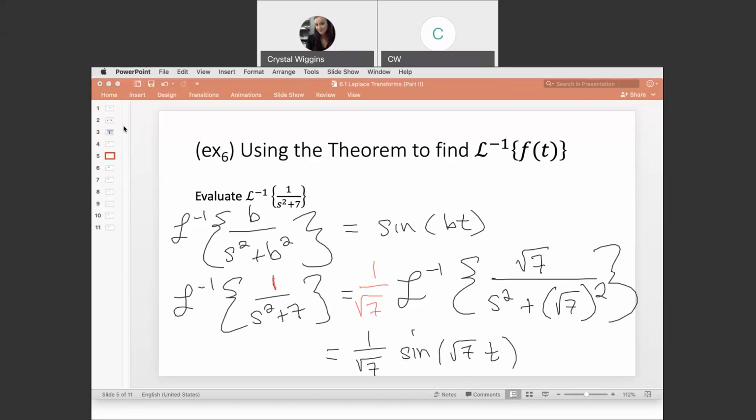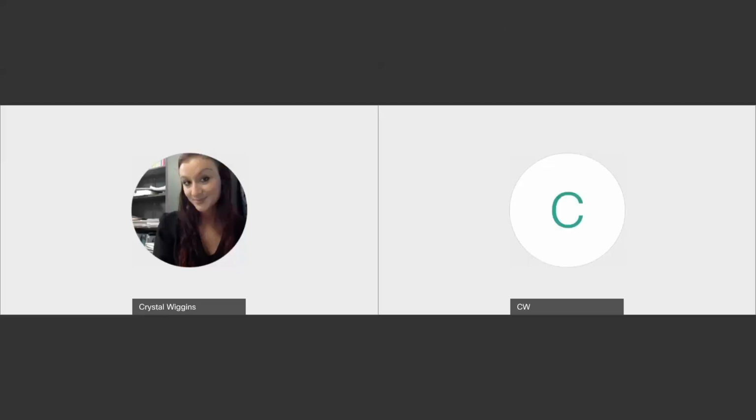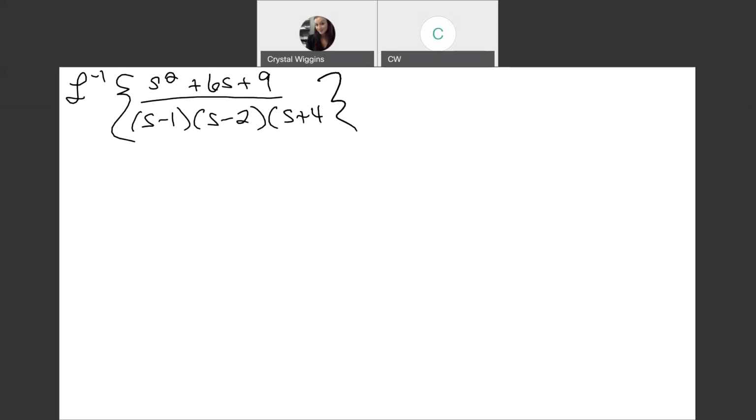Now for our next example, it gets a little funky. And if you recall from Calc 2, partial fractions is not going to be a small thing. So let me switch to the whiteboard to do this one. And let's dive in. So we're being asked to evaluate the Laplace inverse of s squared plus 6s plus 9 over s minus 1, s minus 2, s plus 4. So this is a case for partial fractions. If you recall from Calc 2, we learned partial fractions, or at least it's one of the special topics. So it is possible that you didn't get it. So here we go. We're starting from scratch if you haven't seen this before.